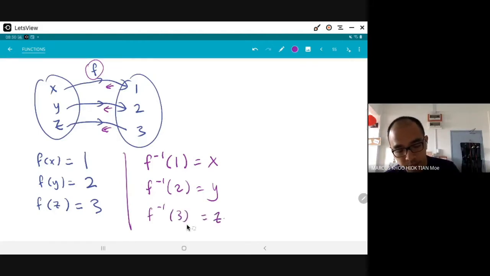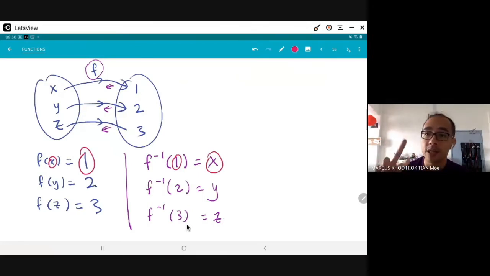Simply because of dia punya pemetaan begitulah. So notice that bila kita ubah the position of the object and the image, the function also becomes inverse. Itulah sebabnya kita panggilnya sebagai inverse functions. Because saya tukar kedudukan objek dan image. Sekarang objek menjadi image dan image menjadi objek. So because I do that, I have to inverse the function.